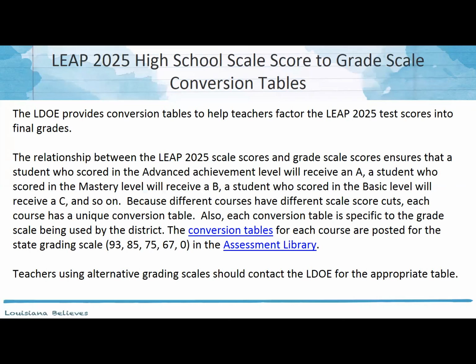And the relationship between the LEAP 2025 scale scores and the grading scale scores ensures that a student who got advanced got an A, a mastery, a B, and so on. Because different courses have different scale score cuts, each course has its own conversion table. So there's a separate one for U.S. history, a separate one for English 1. There's also a conversion table that's specific to the grading scale used by the district.